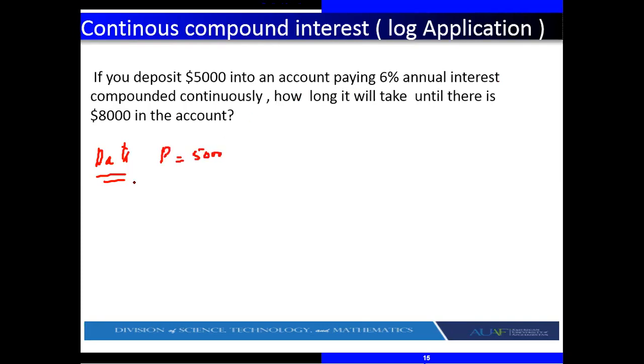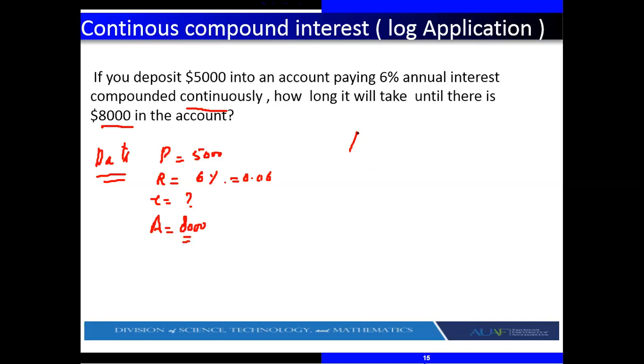In an account paying 6% annual interest, it means the rate is equal to 6%, which is 0.06. Compounded continuously, this is the continuous formula. How long will it take until there is 8,000 in the account? We don't know the time, and the amount reached is 8,000, so A is equal to 8,000. This is the future value of the amount.